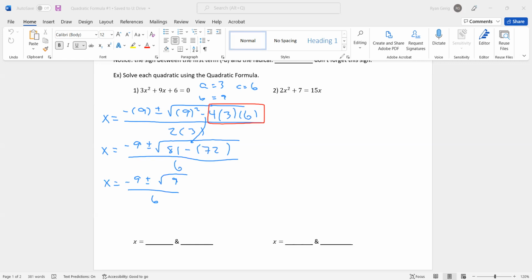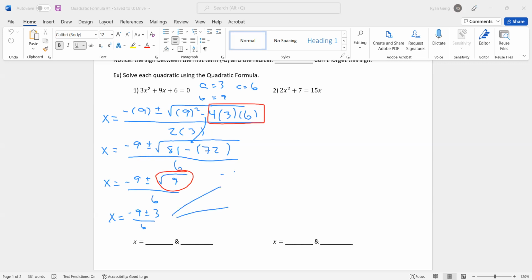Now I'm going to do the square root of 9. That's my focus now. So that would be x equals negative 9 plus or minus. And the nice thing is the square root of 9 is a good number. It's just 3, divided by 6. Now this is where I get my two solutions.